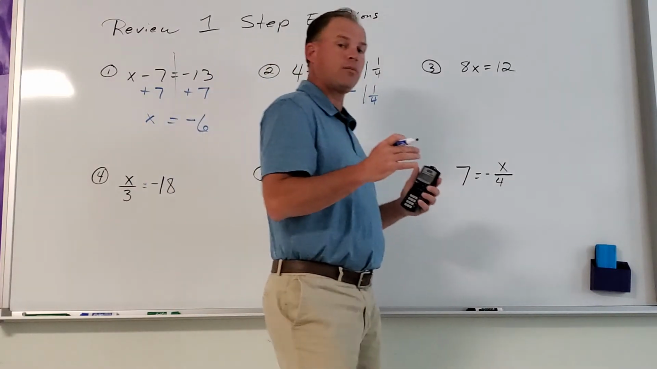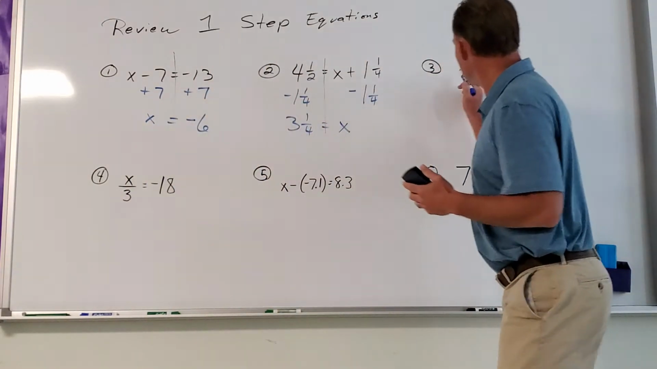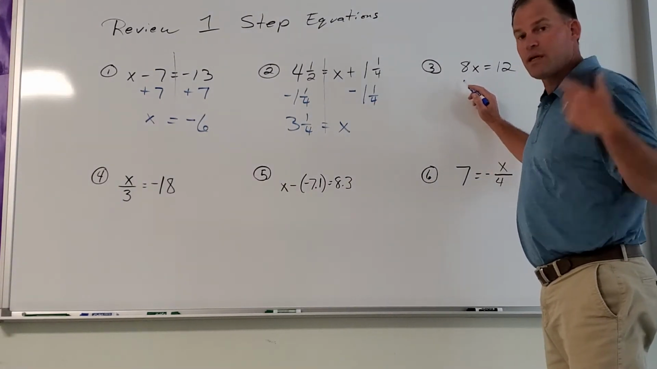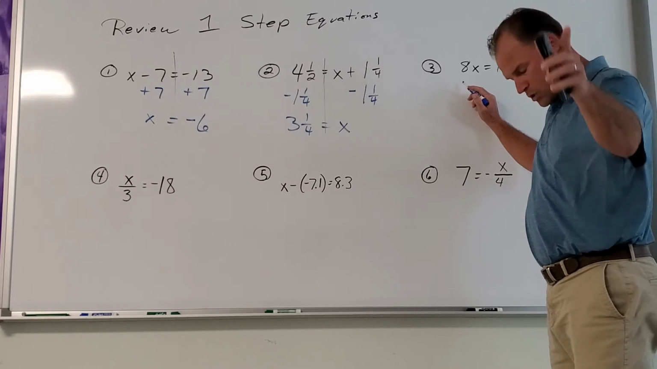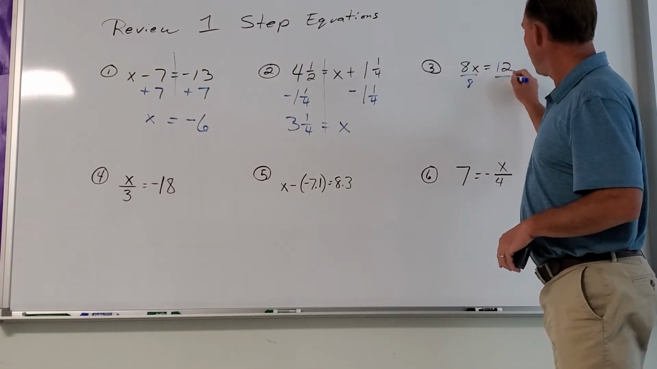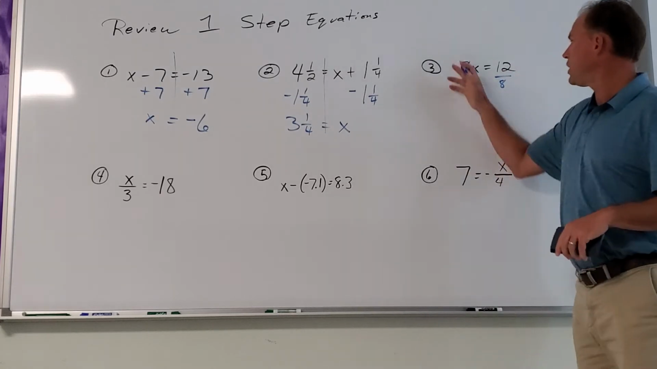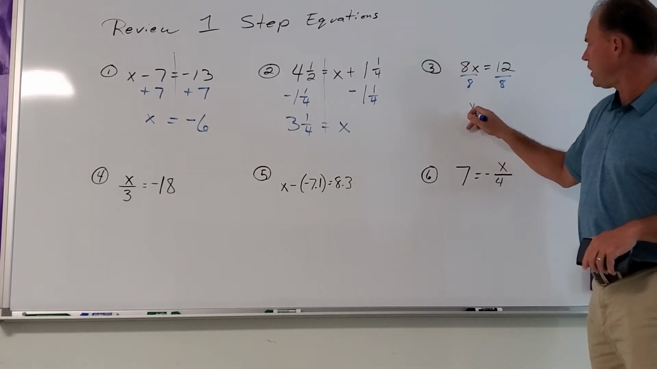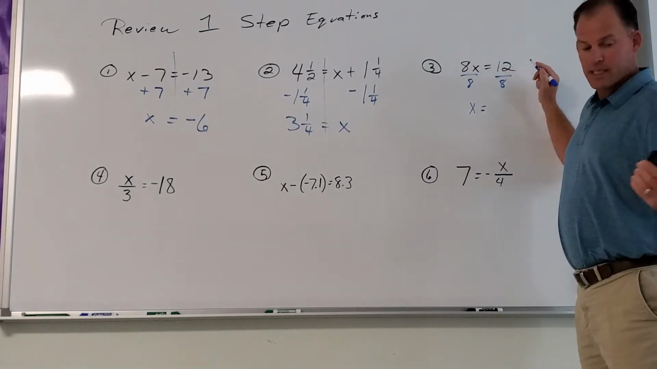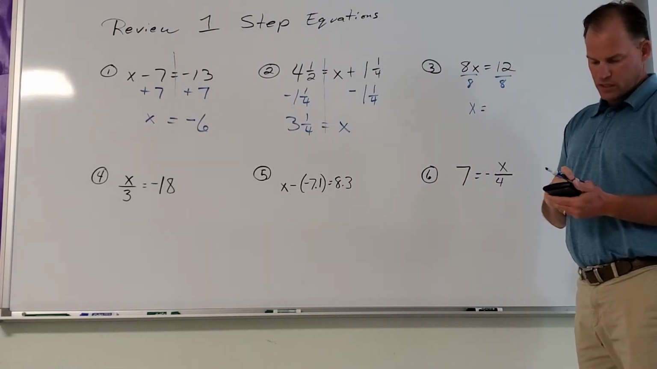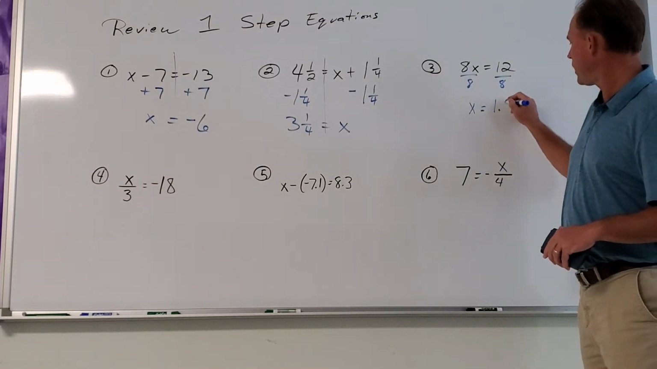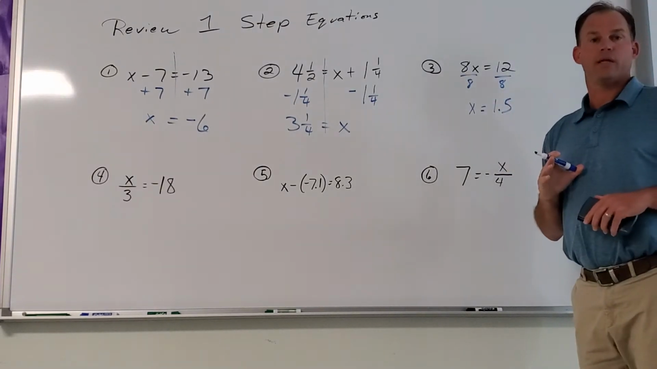Moving along, number 3. I see a number in front of a letter. That means multiplication. So that's the inverse of multiplication. You got it, division. So I'm dividing by 8 on both sides of the equation. 8 divided by 8 is 1, so that's just 1x. 12 divided by 8. Again, that doesn't work out too easy, so I need the calculator. 12 divided by 8 is 1.5 for the answer to the problem.